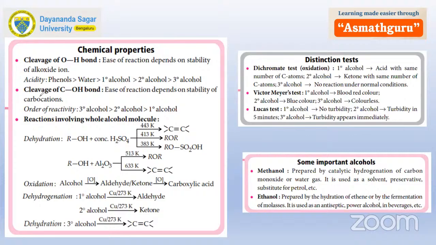Coming to one more type of reaction, where the cleavage of the CO bond takes place. Here, when the CO bond breaks, for example, if I take a molecule RCH2OH, what I get is RCH2 plus, that means carbon carrying a positive charge. That is nothing but a carbocation. This reaction depends on the stability of the carbocation. So the order of reactivity is that tertiary alcohol is more reactive than secondary and primary alcohol.